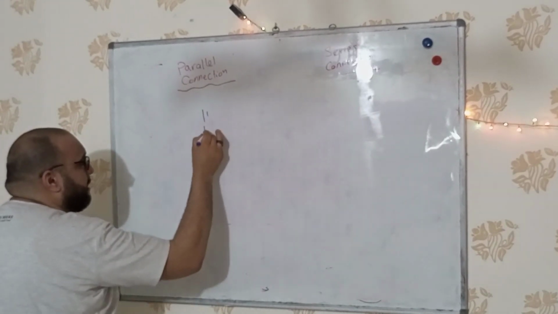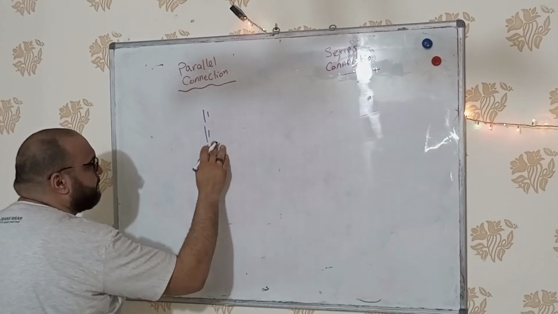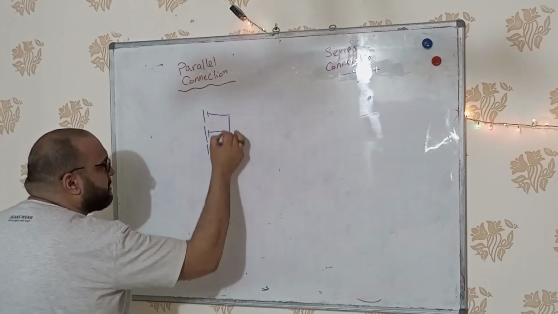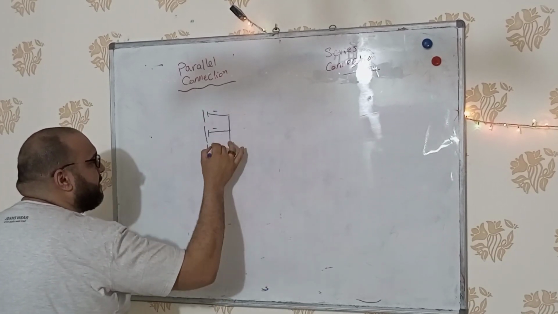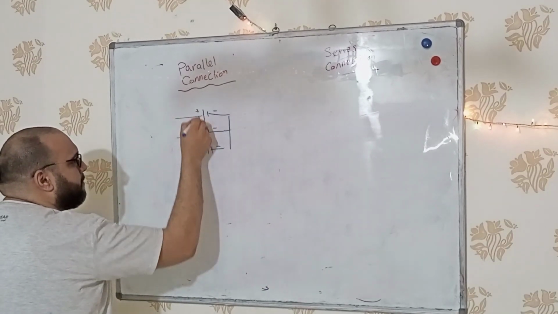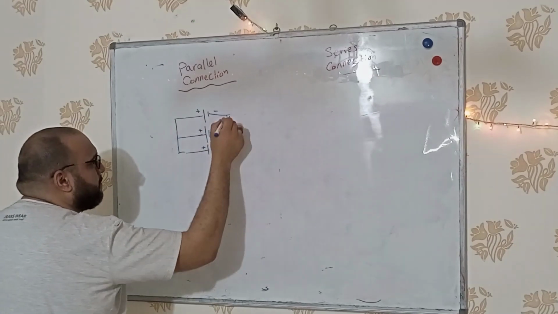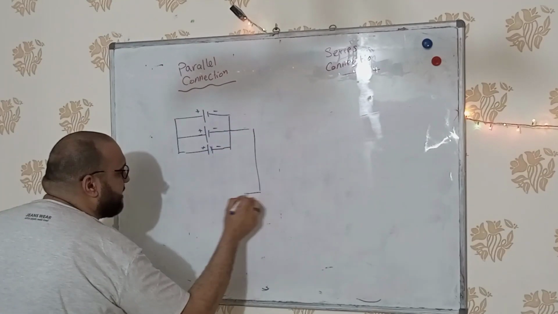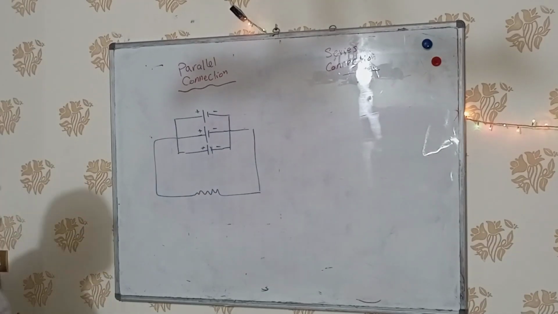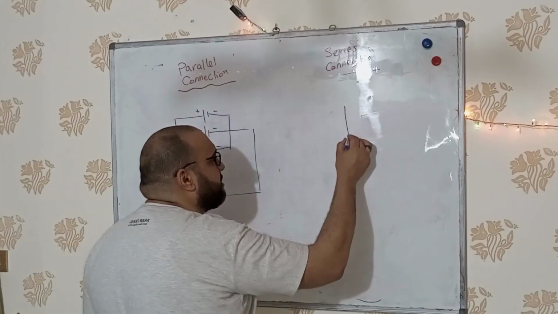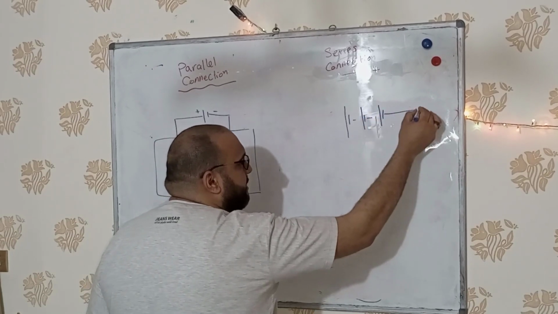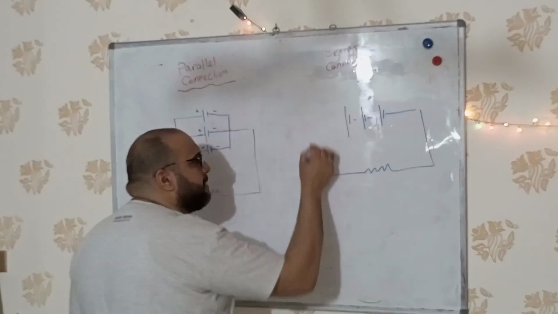Here's a battery, a cell, another cell. I'm going to collect all of the negative poles together, negative, negative, negative, and also all of the positive together. Then connect them to the circuit. The series connection is the way of connection where the first cell is connected to the second cell, connected to the third cell, then inserted inside the circuit this way.